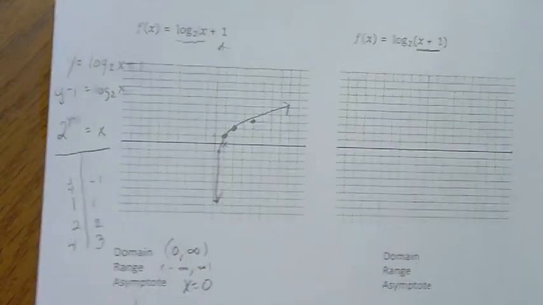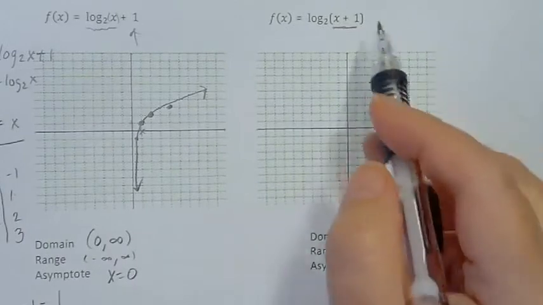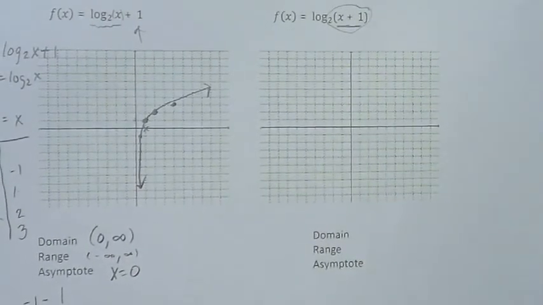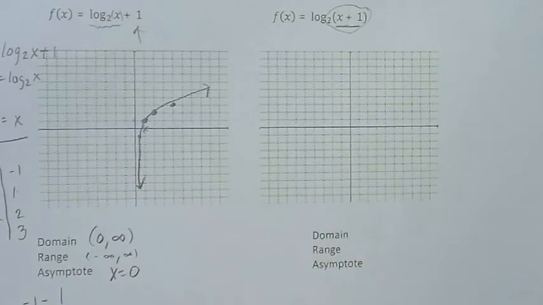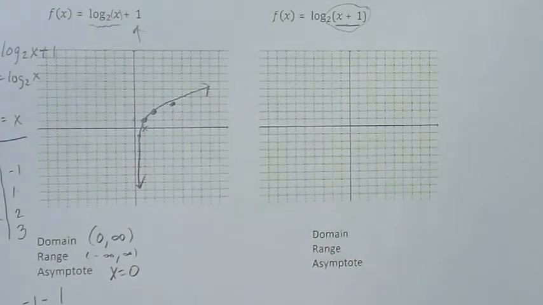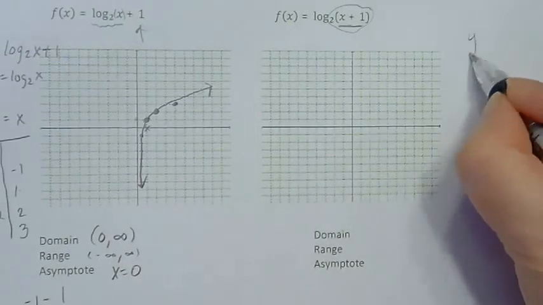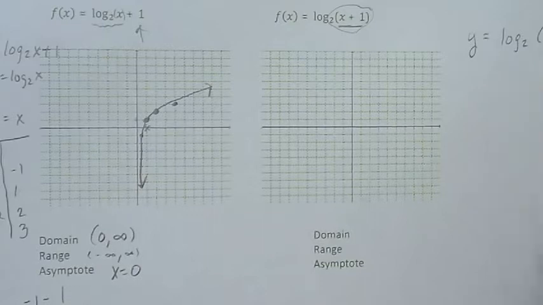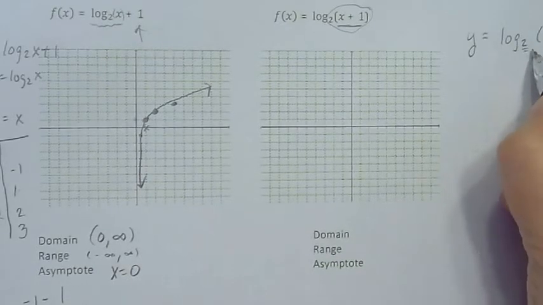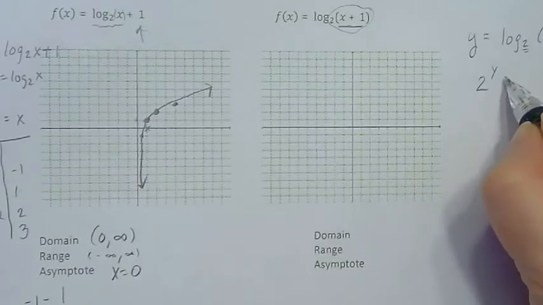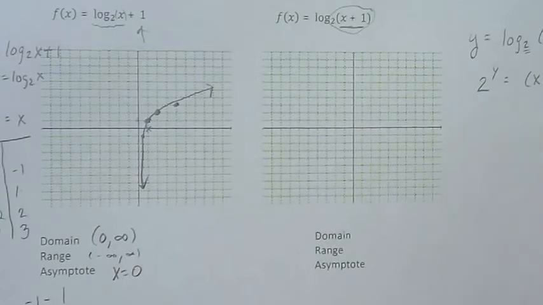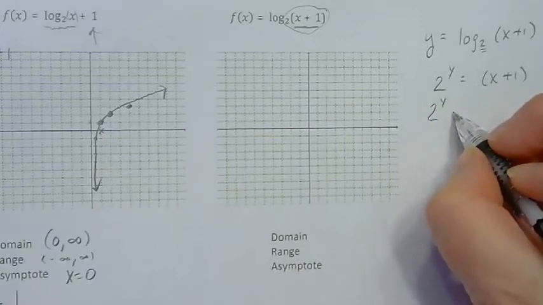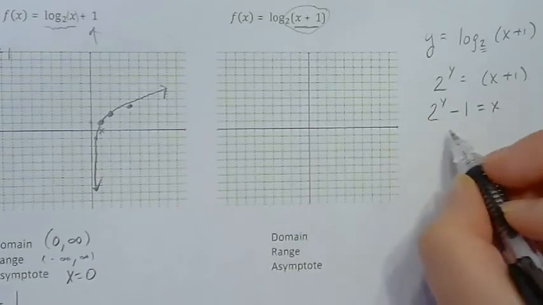Okay, let's do the next one. So this time the 1 is inside with the x. So you can probably guess that this is not going to shift up or down, but it's going to shift to the left or the right. So let's take a look and see. I'm going to change this to y equals log base 2 of x plus 1. So now I've got to move 2 to the y power equals x plus 1. And now subtract 1 from both sides. So 2 to the y minus 1 equals x.